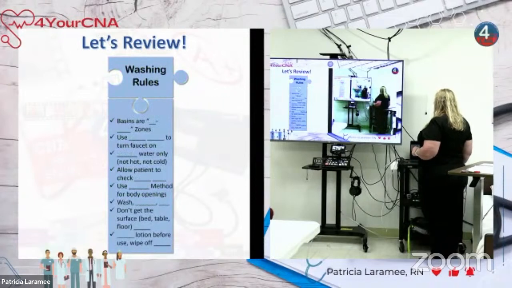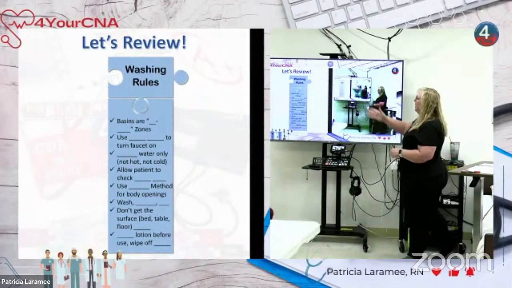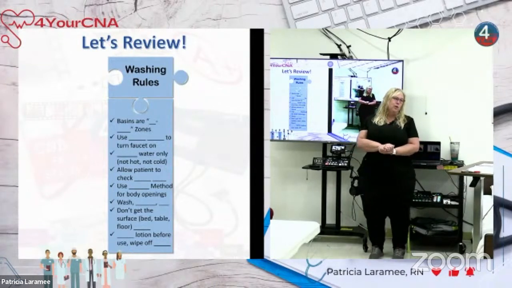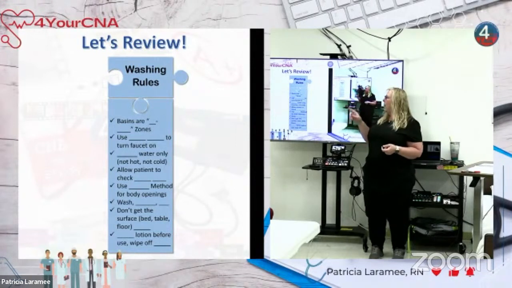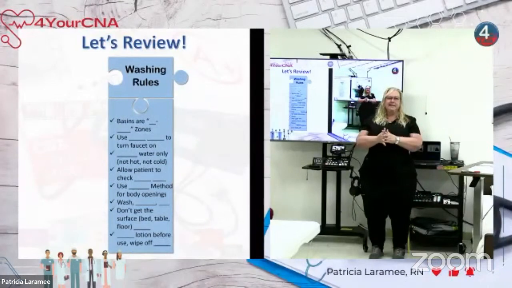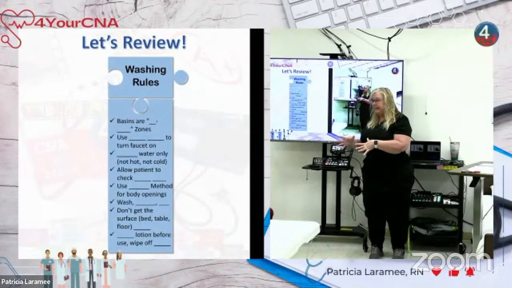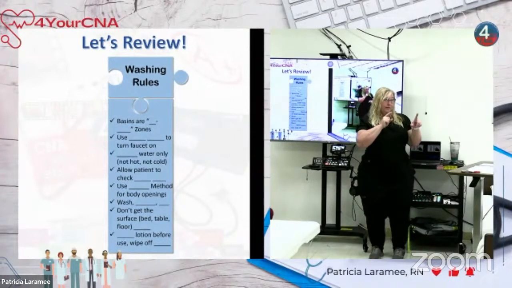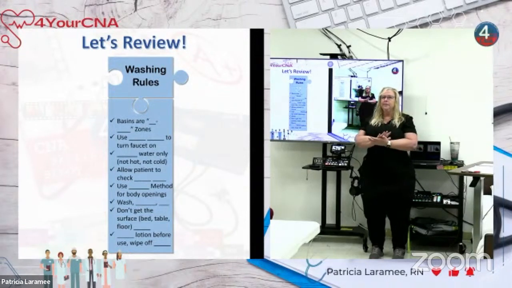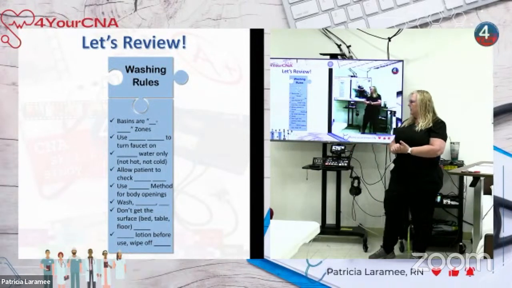All right. Then we have washing rules. Now we're going to go back over this in a little bit because partial bed bath is a washing skill. So we're going to go over this again, but let's review it just really quickly. What do we not put in the basin? Soap, because we have to have water for rinsing. How do we get water out of the sink? You have to use a paper towel because your hands are clean. If you touch that faucet, whatever you get on your hands, you're taking over to the patient. And that's not cool.